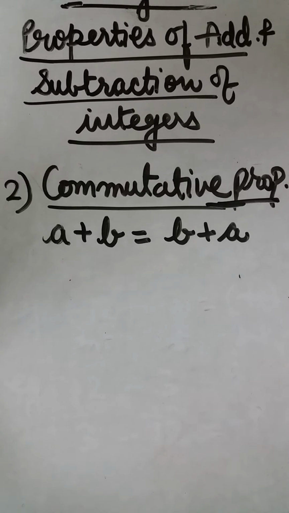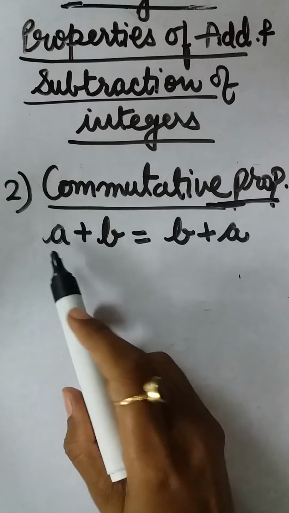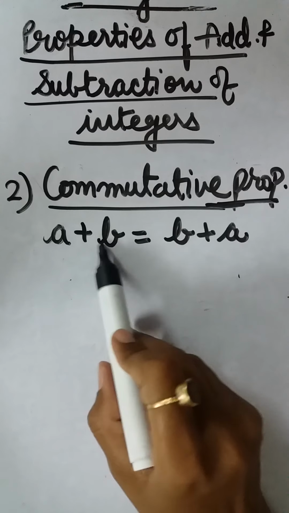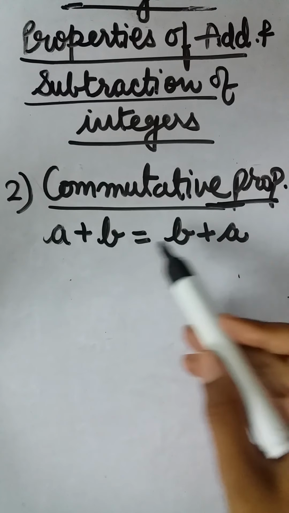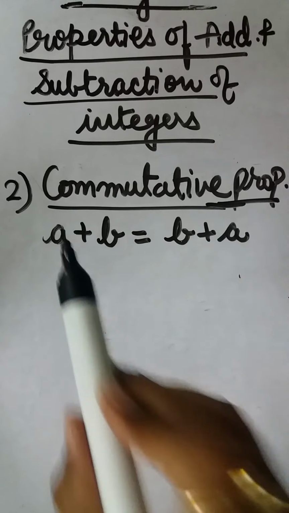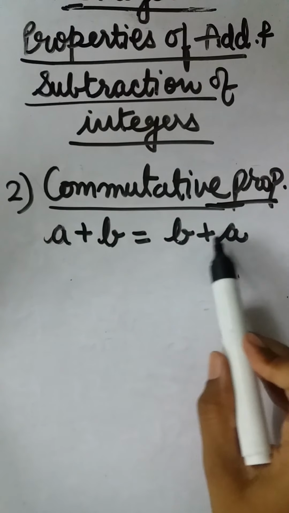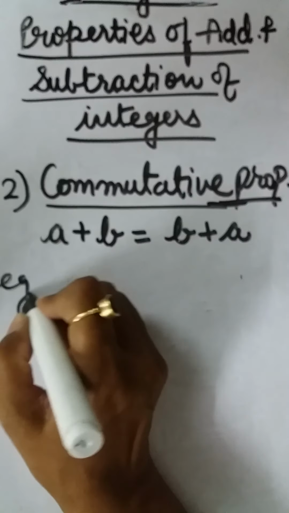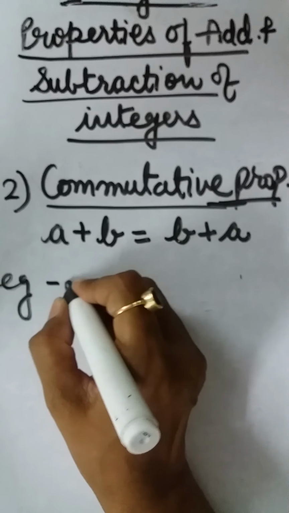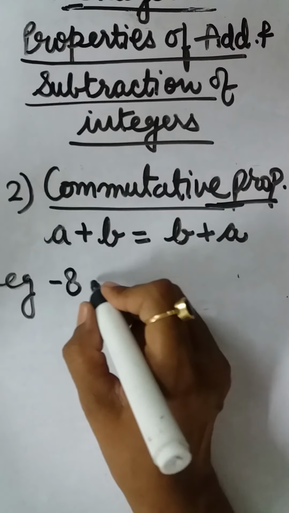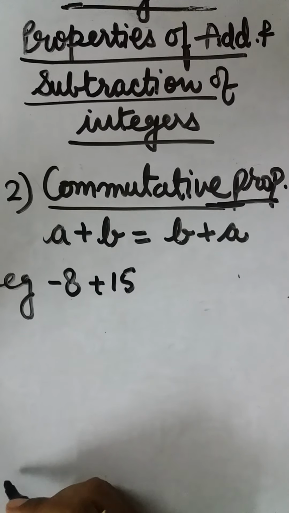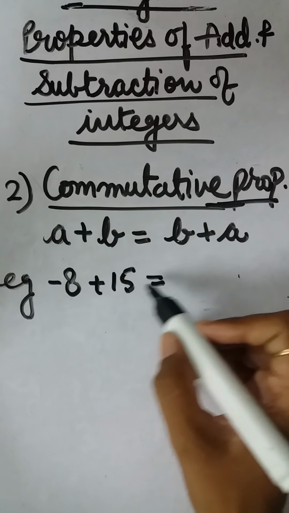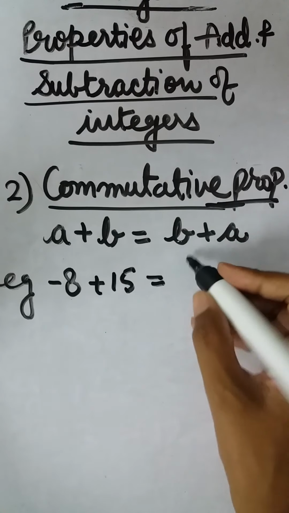Second property is commutative property. It says that if a and b are any two integers and we add them in any manner, the result is the same. Suppose a plus b or b plus a, the result is the same in any case. For example, if it is minus 8 and we are adding 15 to it, the answer we get will be the same if we change their places.